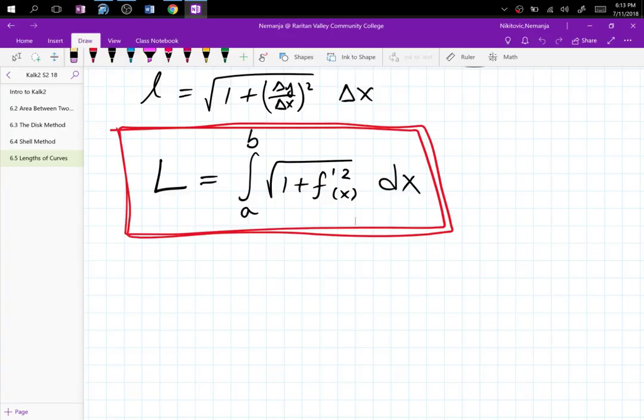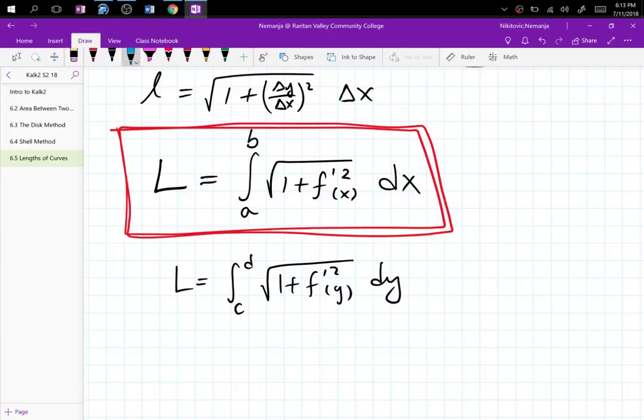So the other formula that I should write at this time is that L could also be the integral from c to d of the square root of 1 plus f prime squared, in terms of y, dy. That's if you have it in the y direction. So there is no rotation here, no areas, none of that stuff. You just have a function that has that line, and then you're computing the length of that line, and that's it. Call it a day.